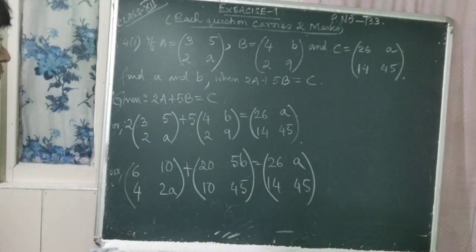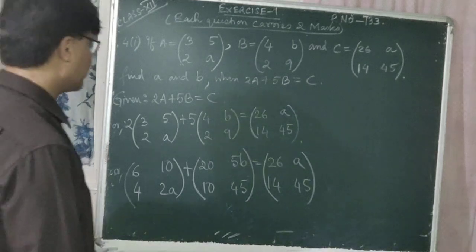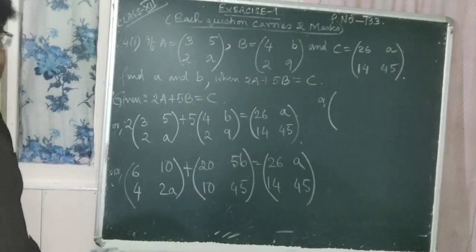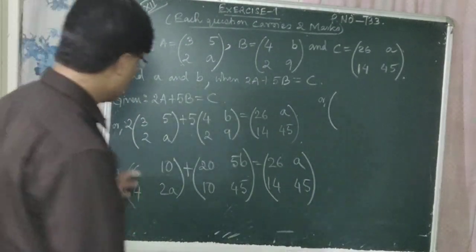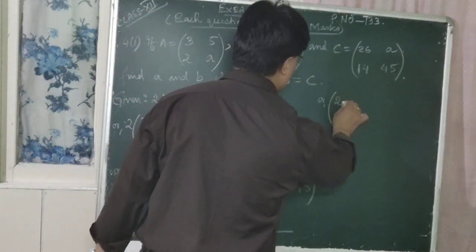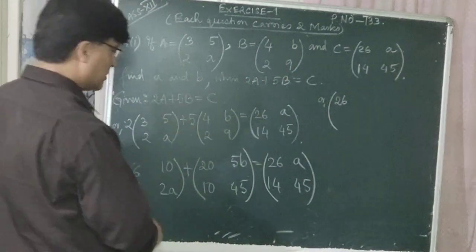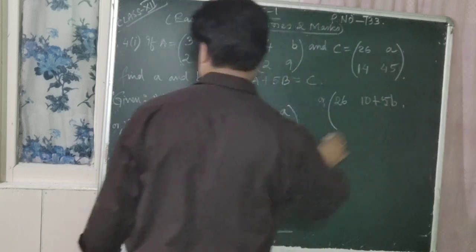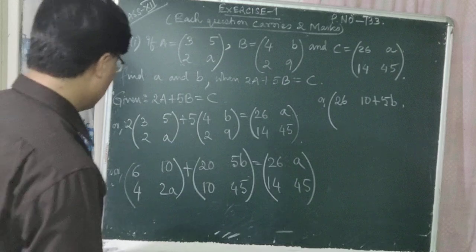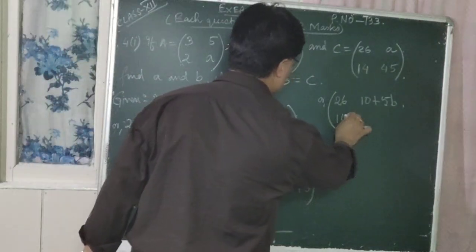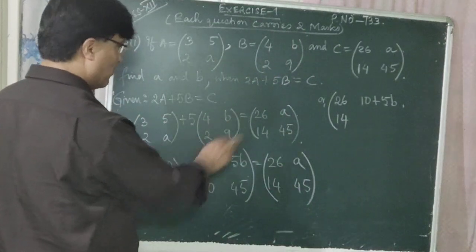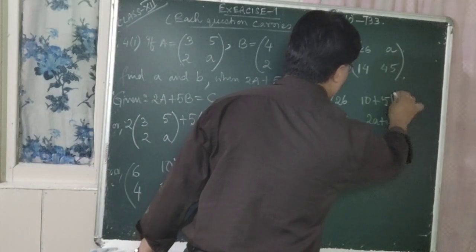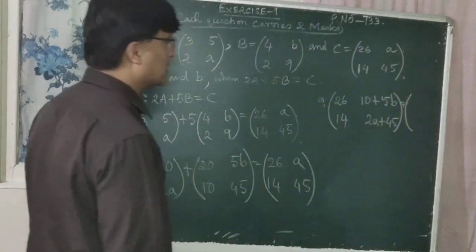26A 14 45. Is that clear now? You can add those two matrices on the left hand side because they are of the same order, right? 6 plus 20 is 26, then 10 plus 5B, then 4 plus 10 is 14, and then 2A plus 45, which is equal to the right hand side.